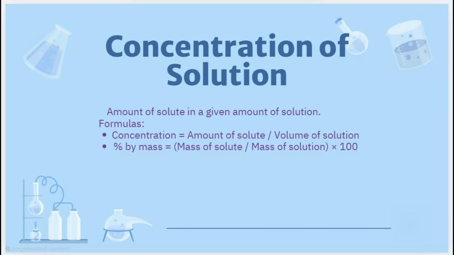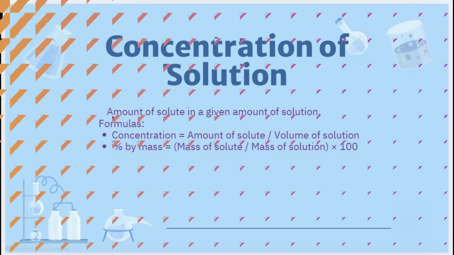Concentration of solution. The amount of solute in a given amount of solution is the concentration of a solution. Formulas: concentration equals amount of solute divided by volume of solution. Another formula: percentage by mass equals mass of solute divided by mass of solution, times 100.